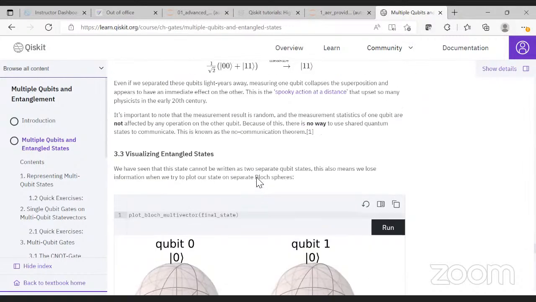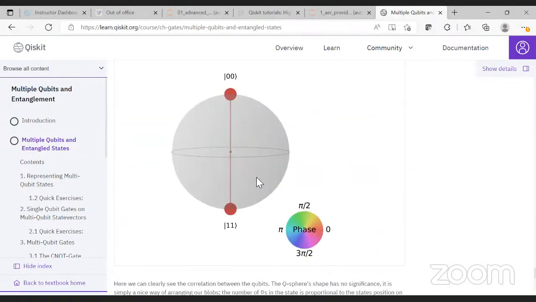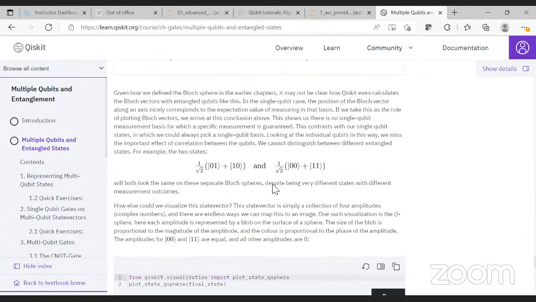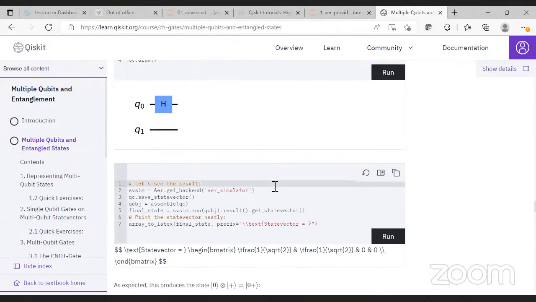Okay, so I think I will stop here, because this is what I wanted. This was my plan of walking you through this tutorial.